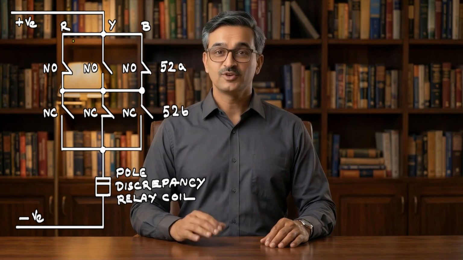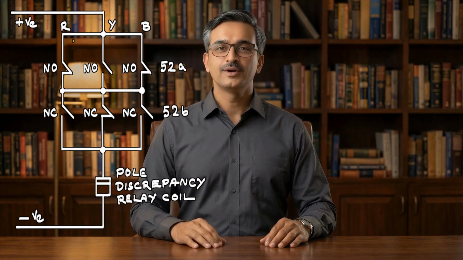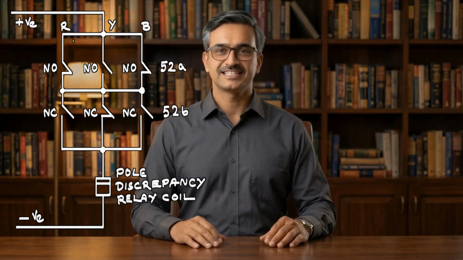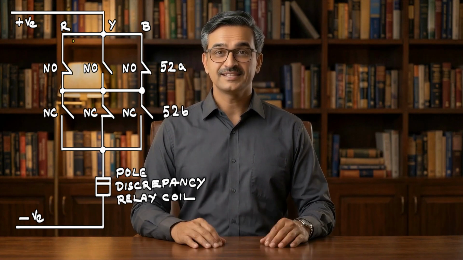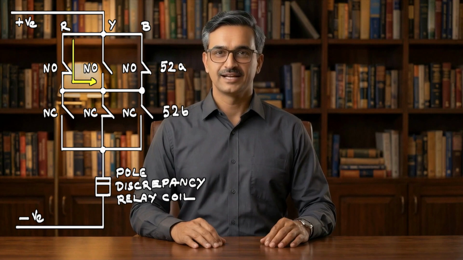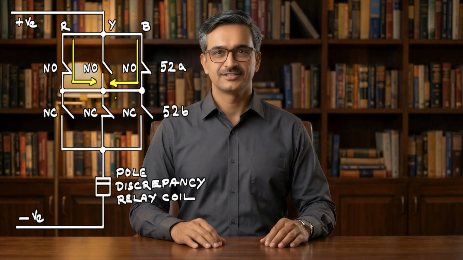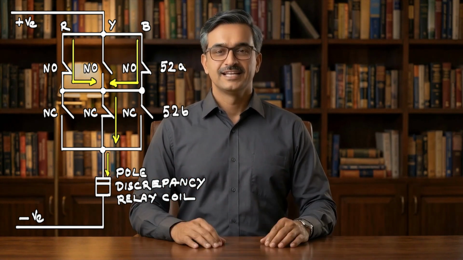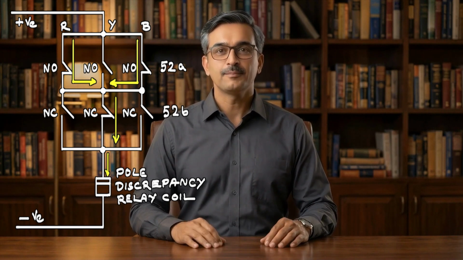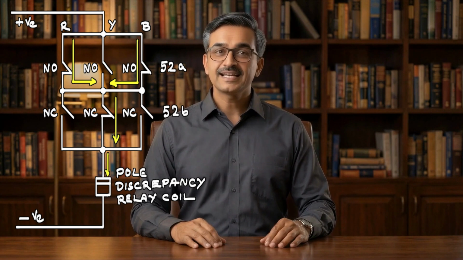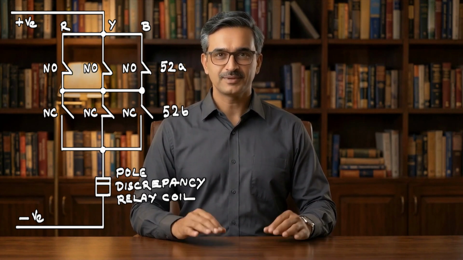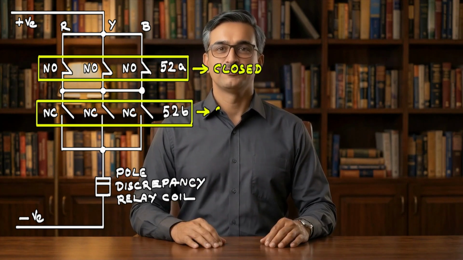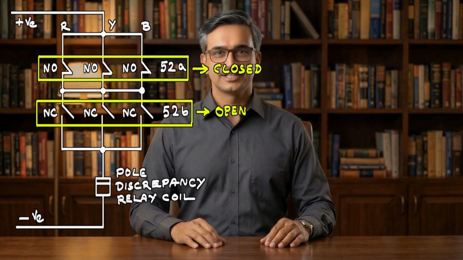Now earlier, DC voltage could not reach the coil because all NO contacts were open. But now, two NO contacts are closed. And since the yellow phase NC contact is still closed, a path is created. So DC voltage flows through the closed NO contacts of red and blue phases, then through the NC contact of the yellow phase and reaches the pole discrepancy relay coil. As a result, the relay coil energizes. When the pole discrepancy relay operates, it sends a signal and the circuit breaker trips. Now if the breaker closes successfully, all three NO contacts will be closed and all three NC contacts will be open. So again, no voltage will reach the relay coil.